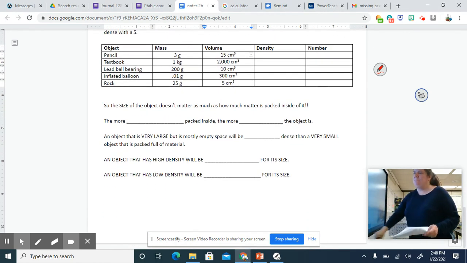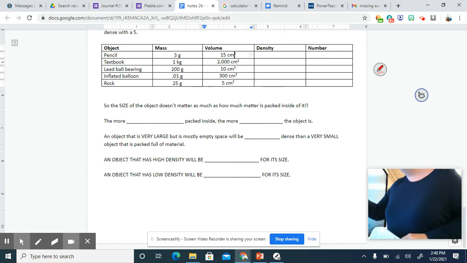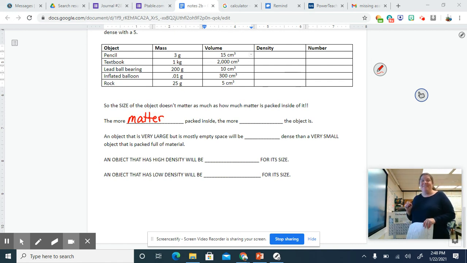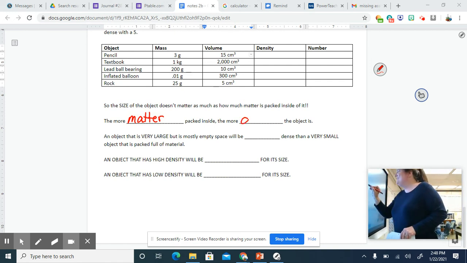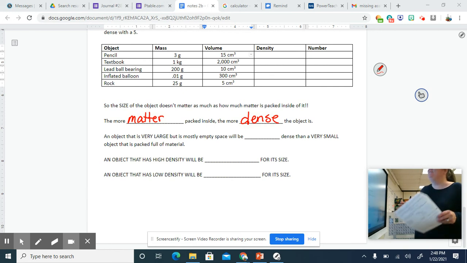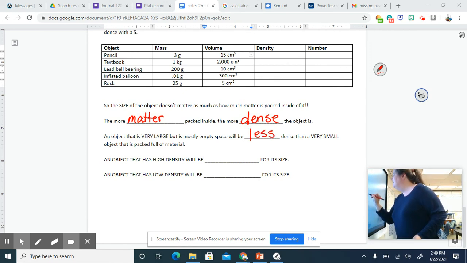Okay, almost done. So the size of the object doesn't matter as much as how much matter is packed inside of it. Okay, so you can have a lot of stuff in a small amount of space. It's very dense. So the more matter, it's kind of like the genie in Aladdin, right? The more matter that's packed inside, the more dense the object is. An object that is very large, but is mostly empty space, like our balloon, will be less dense than a very small object that is packed full of matter.